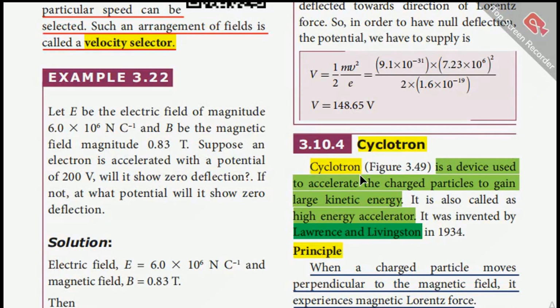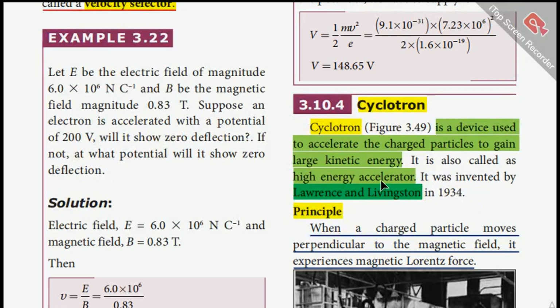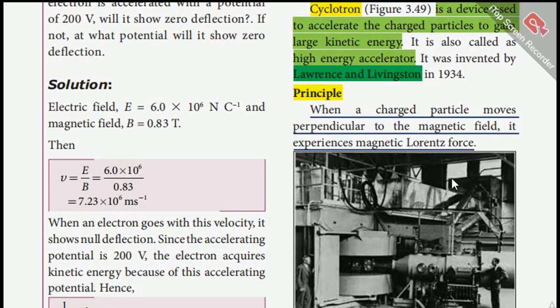What is a cyclotron? It is a device used to accelerate charged particles to gain large kinetic energy. It is also called a high energy accelerator. It was invented by Lawrence and Livingston in the year 1934. What is the principle on which the cyclotron works? When a charged particle moves perpendicular to the magnetic field, it experiences the magnetic Lorentz force.